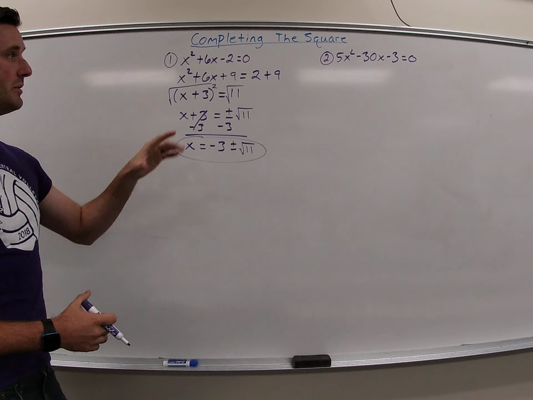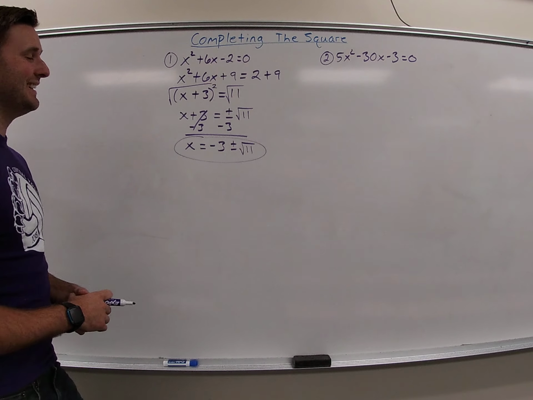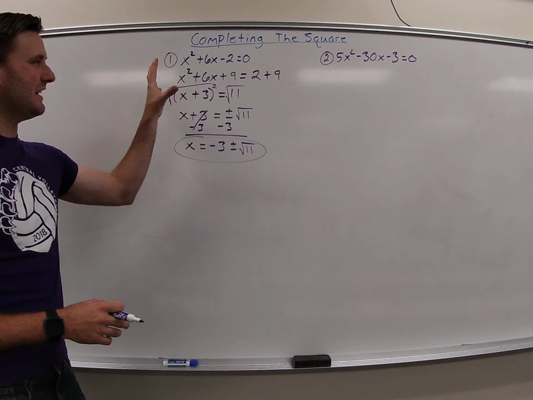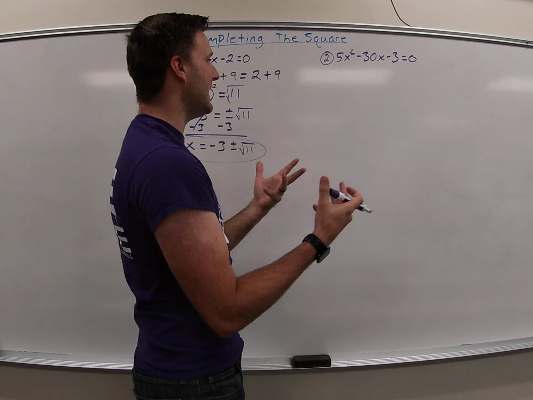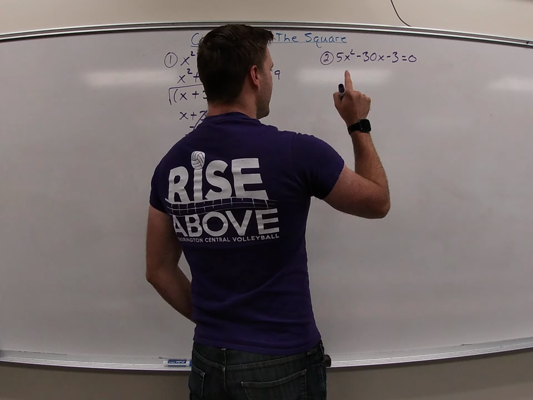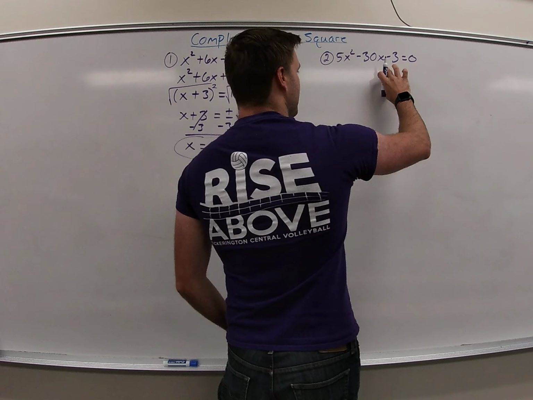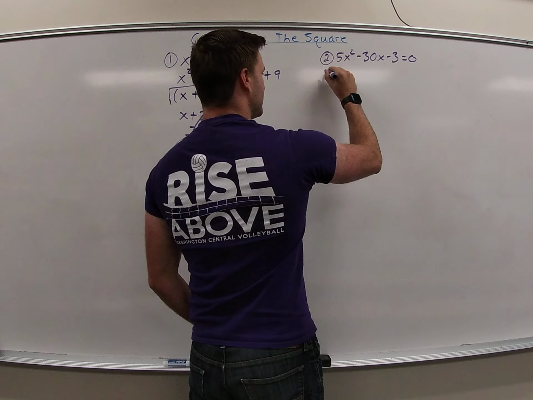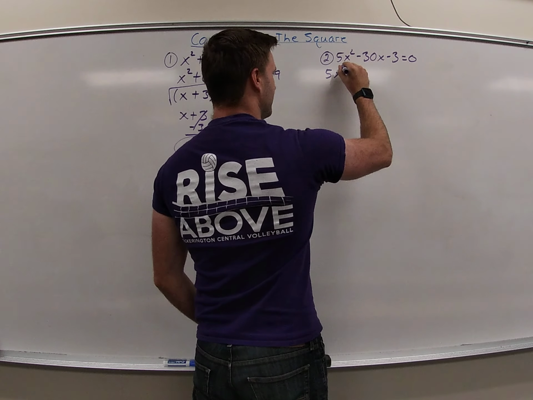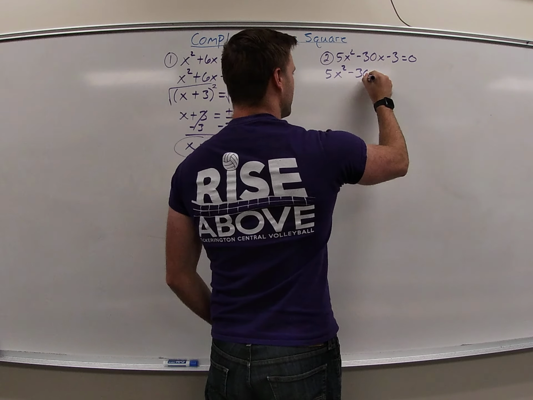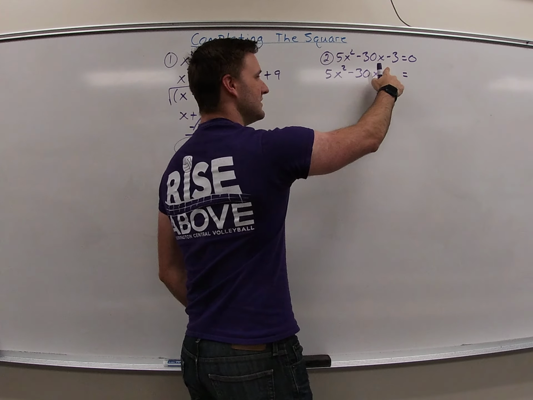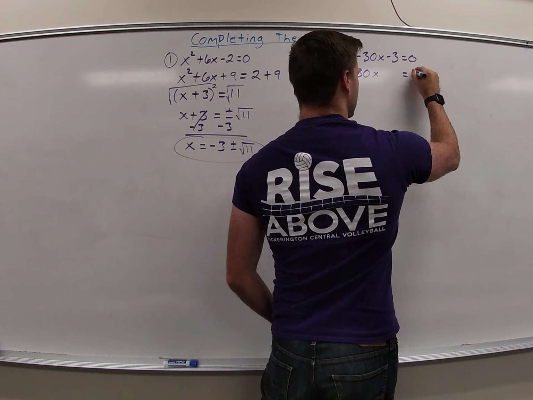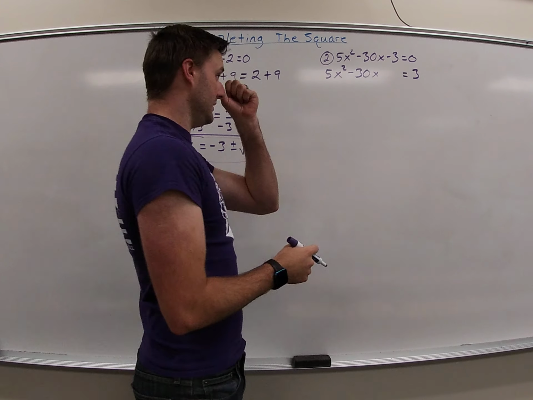All right, moving forward, number 2 is going to be a little more challenging. Notice how a was 1 here, a is not 1 over there, so of course class is over, and we have to do one more step. So let's go ahead and see. First step, move c to the other side. So when I do that, I have 5x squared minus 30x. I'm going to leave my space, and this is equal to, well, to move c, I have to add 3 to both sides. So this becomes a positive 3.